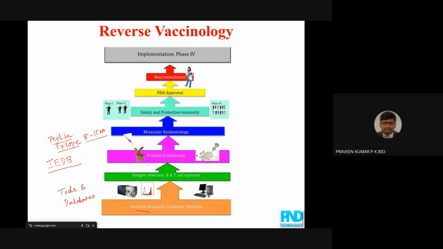So for this, obviously we start with the genome and proteome, and then we try to find the specific antigen. For example, if I go with SARS-CoV-2, what is the most important protein in SARS-CoV-2? We have 20 proteins, I told you: 4 structural proteins and 16 non-structural proteins. The most important is a structural protein called spike glycoprotein.